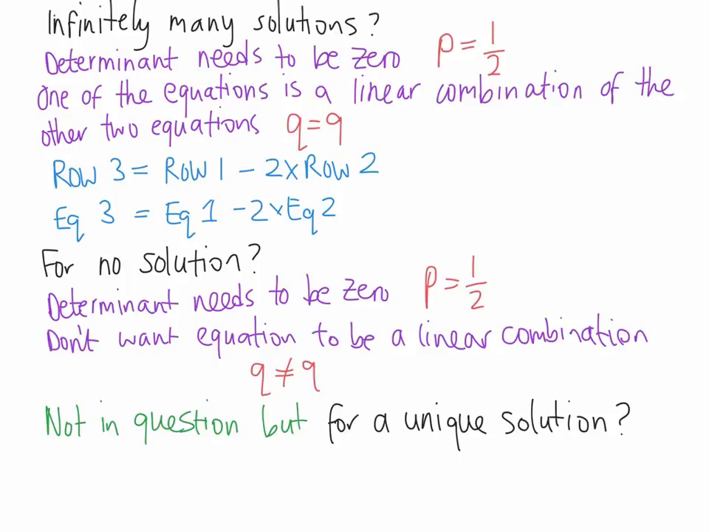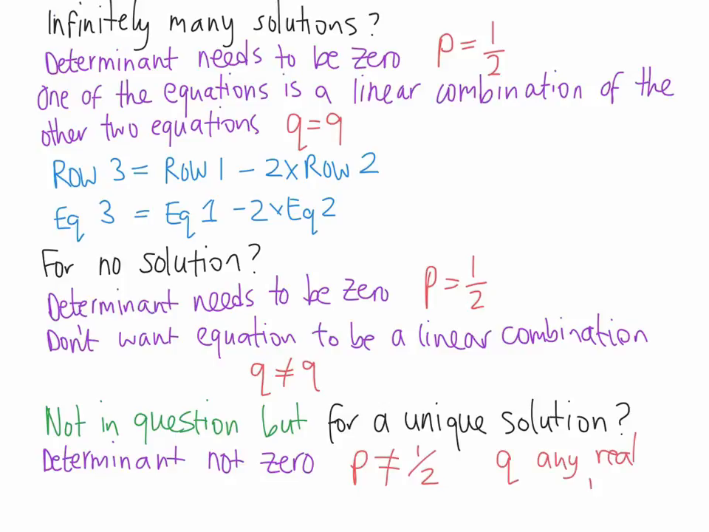And now, while it's not in the question, what would the condition be for a unique solution? The determinant shouldn't be 0 for a unique solution, so that means that p can be anything that's not a half, and q can be any real number. And that is the question done and dusted.